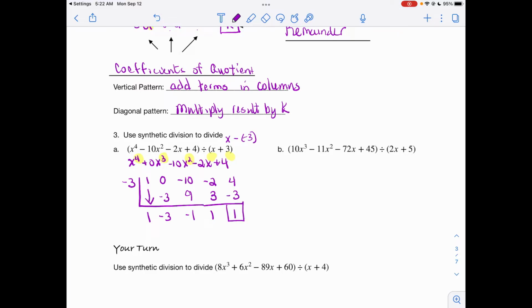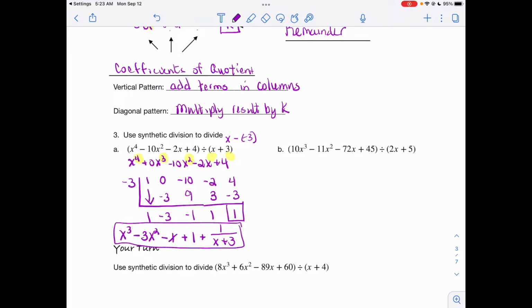Okay, and so I started with x to the fourth, so I'm going to take this bottom line here, 1, and put the x back with it, so it's going to have 1x cubed minus 3x squared, and I'm just decreasing the power of x each time, minus 1x plus 1. So that's my quotient, and then in the box here is my remainder. So plus 1 over my divisor of x plus 3. And that would be my answer using synthetic division.